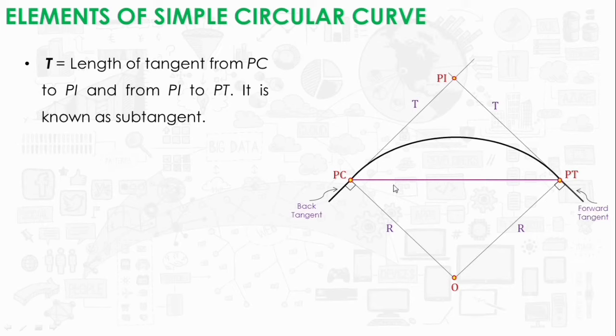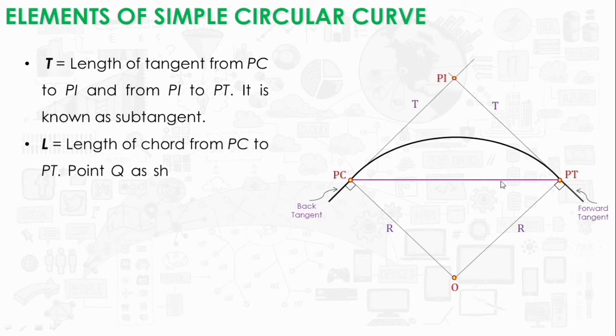Then, this one is the length of chord, L. So, it is the length from PC to PT, or the length from point of curvature to the point of tangency. And the point Q is the midpoint of the length of chord. So, therefore, if this is the midpoint of the length of chord, this becomes L over 2, and this one becomes L over 2.